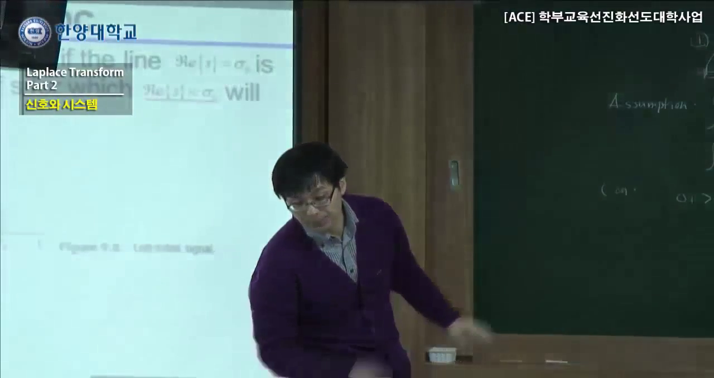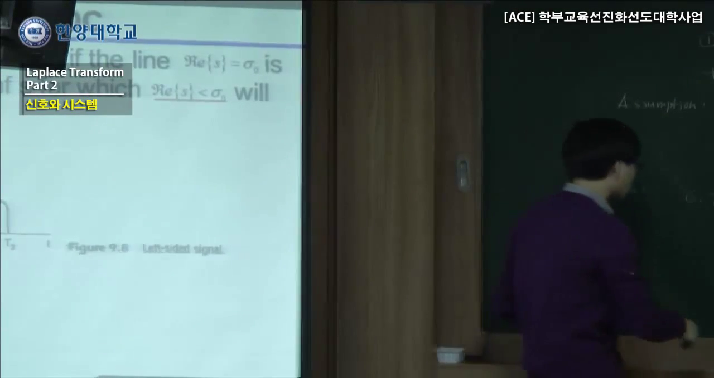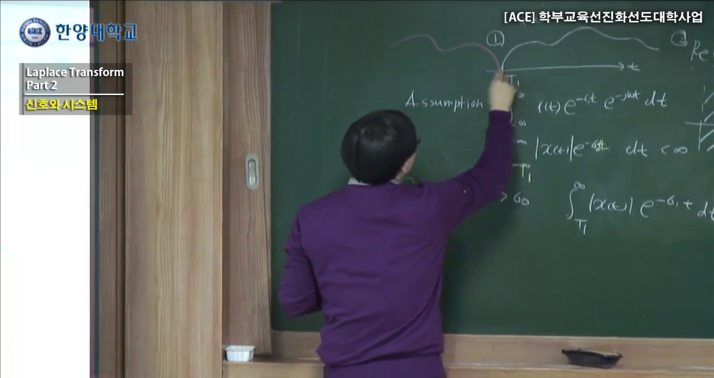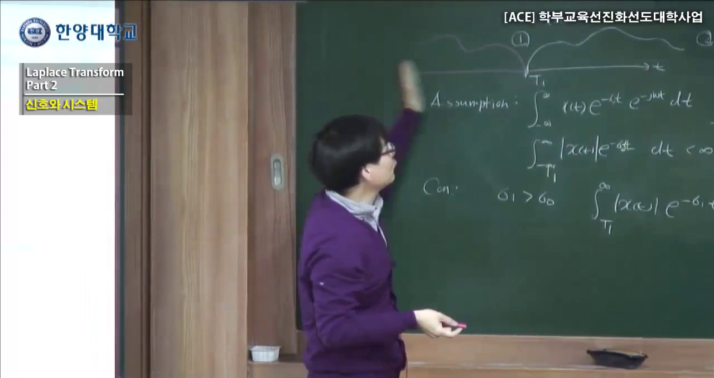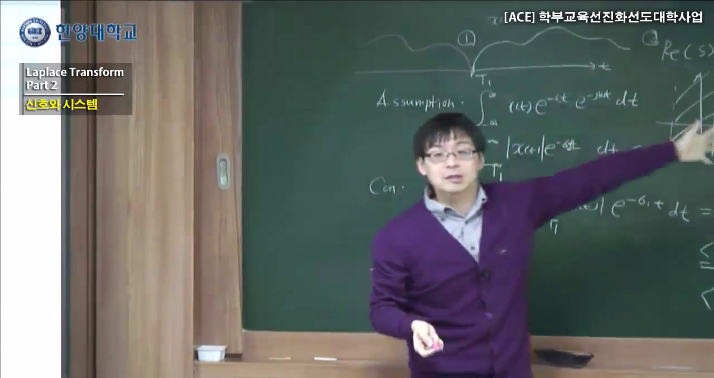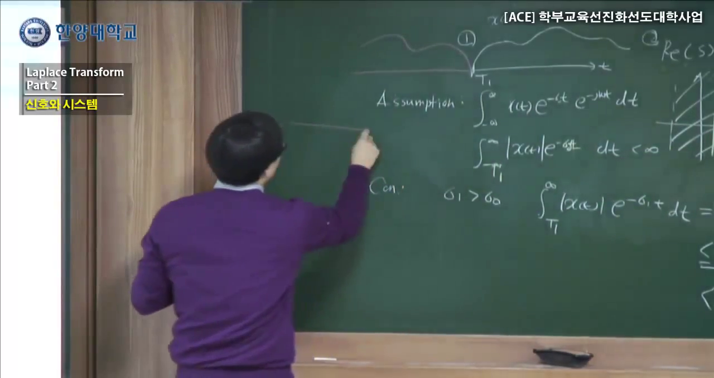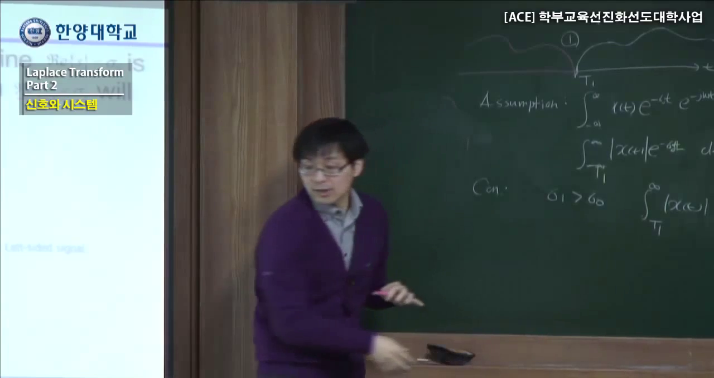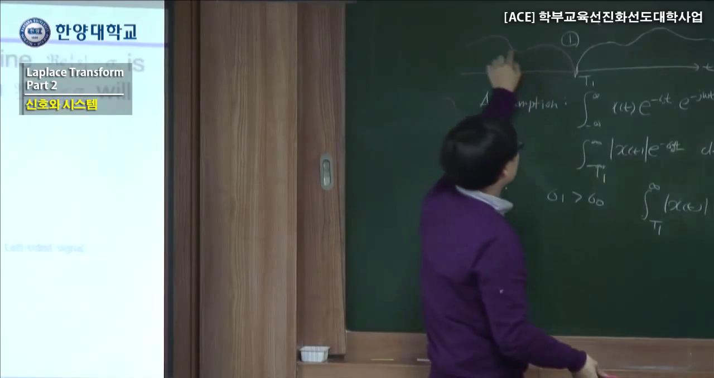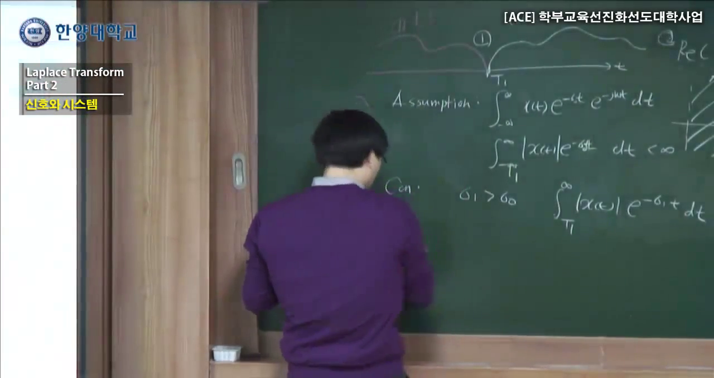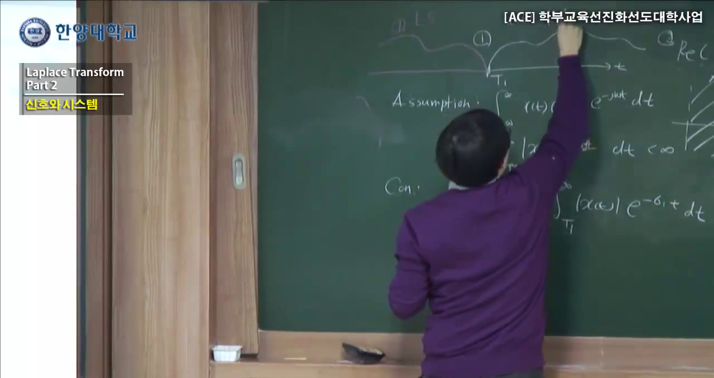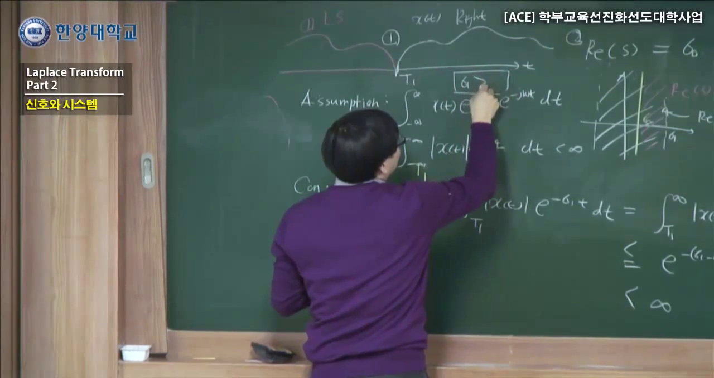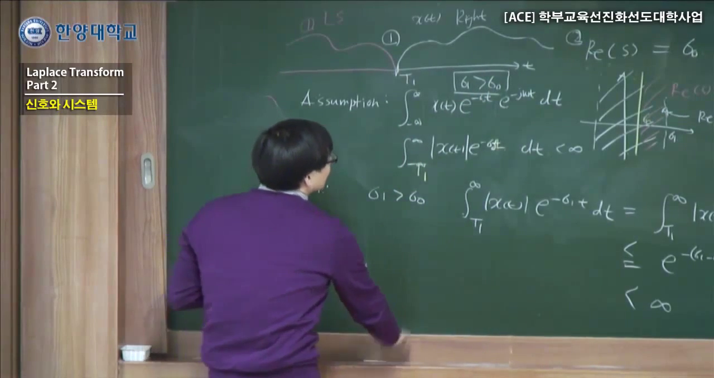Before getting questions, let's go to the next example. If they are reversed, I'll use my red pen to show the example. If they are left-sided, so from minus infinity to T1 they are not zero, and from T1 to infinity they are zero. Left-sided, so the value goes like this, and they stop here. Same thing. Number one is different: this is left-sided, while the other was right-sided. The result in the right-sided case was that delta 1 larger than delta 0 converges. Number 2 is still the same.